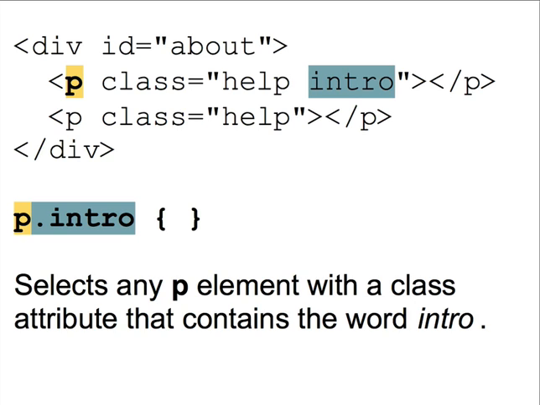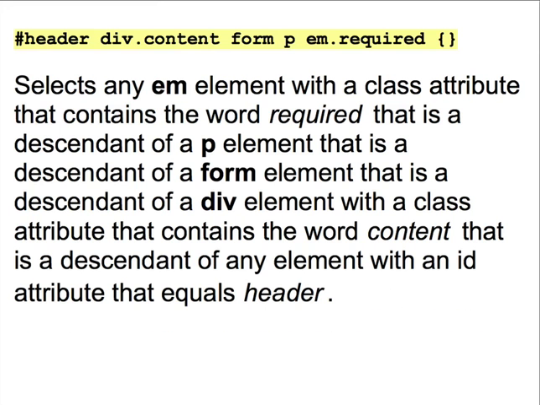So here, p.intro. This selector selects any p element with a class attribute that contains the word intro. So notice the lack of space after the p. This selects paragraphs only that have a class that contains the word intro. So it only selects the first p in this case, as you can see above.